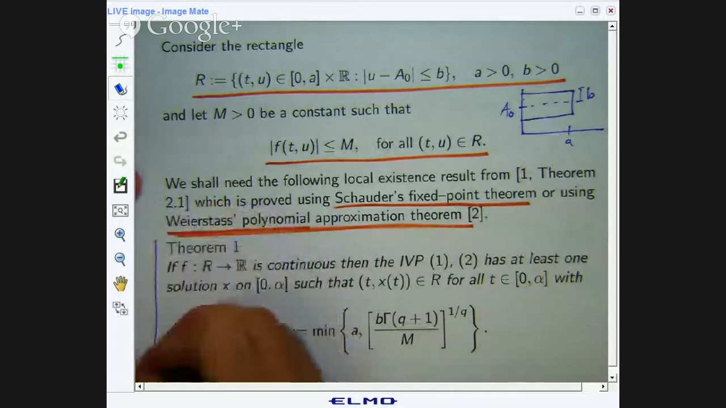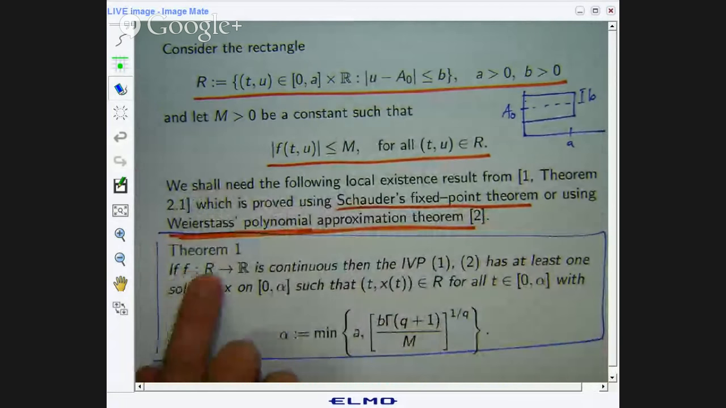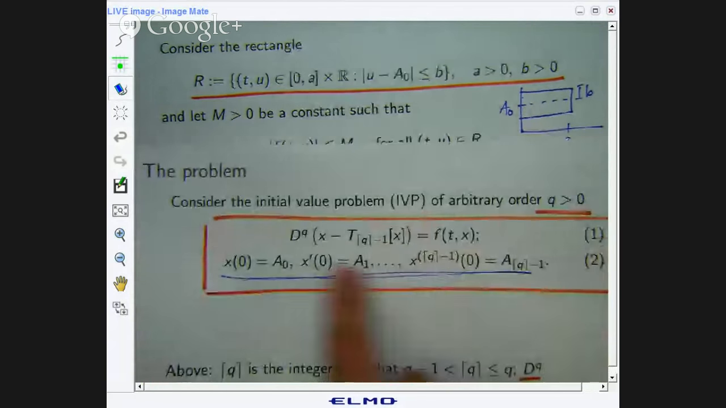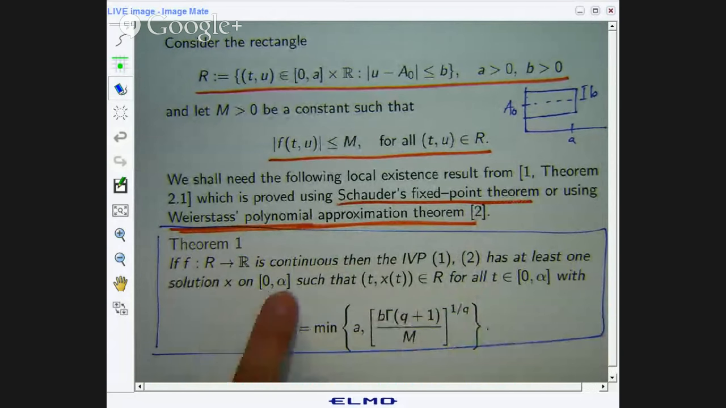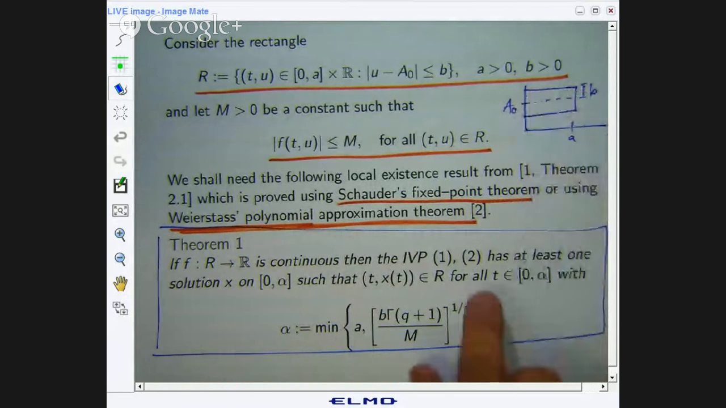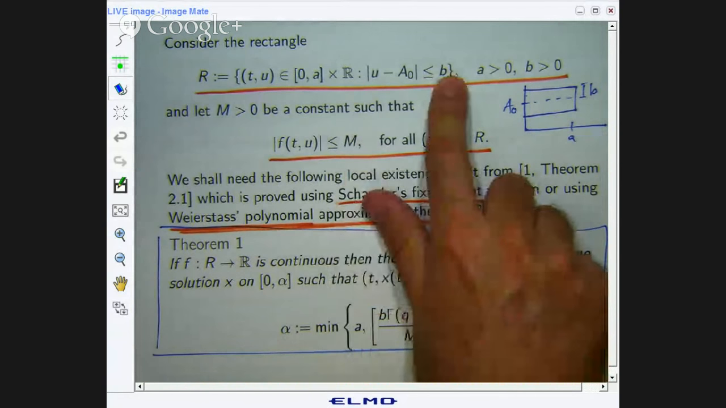Okay, so what is this theorem? All right, suppose F maps this rectangle into the set of real numbers and it's continuous. Then the original initial value problem here has at least one solution, that's x equals x of t, on this interval, such that the solution stays within this rectangle for all t in this interval, where alpha is defined by the minimum of these two things. Again, q here is the order of the derivative. You've got the gamma function again. M comes from here, and B comes from up here.